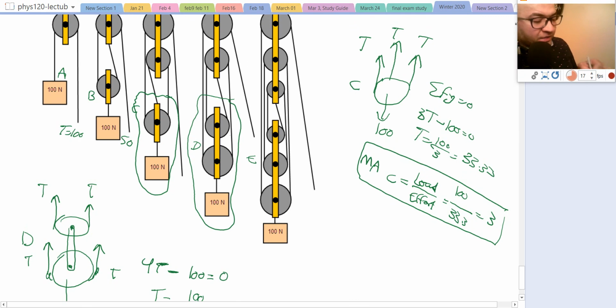For E, you can actually prove that the mechanical advantage is 6, and then the amount of force is 100 divided by 6, which is around 17, something like this.